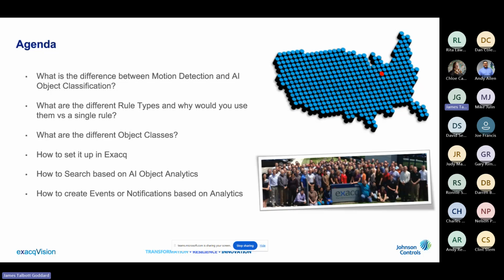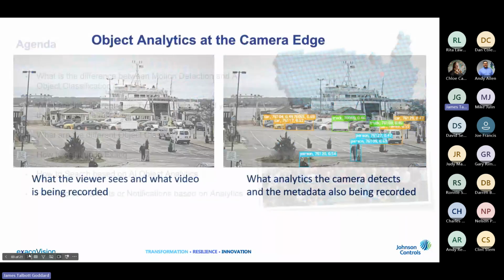What are the different rule types and why would you use them versus a single rule? We'll talk about that. What are the different object classes? So the different things that can be detected by AI capable cameras, or analytic capable cameras, I should say. How to set it up in Exacq, how to search objects based on AI object analytics, and then how to create events or notification based on several of those analytic types. So let me go ahead and we'll move on here.